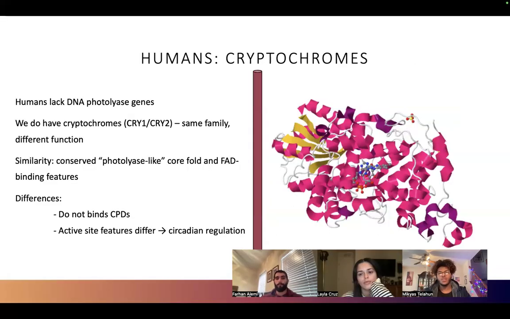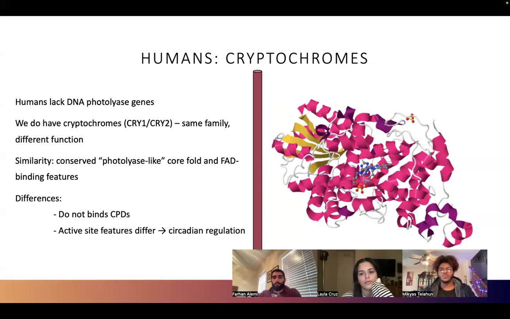We blasted the amino acid sequence to find if there's a similar type of protein, enzyme proteins. And what we found is a similar type version that is found in humans, which is the cryptochromes. There's two types, the CRY1 and CRY2. They are from the same family as CPD photolyase, but they are different in their function.